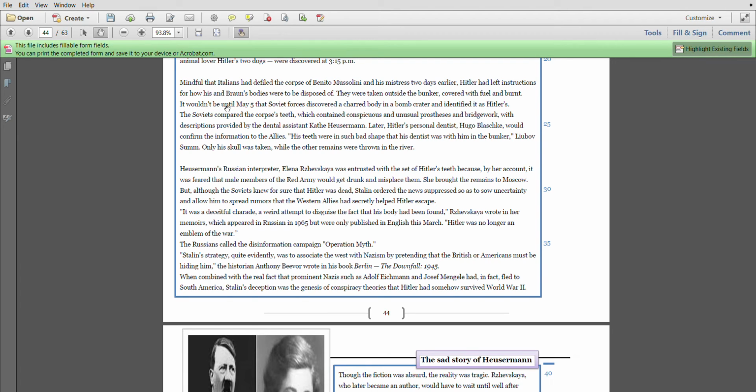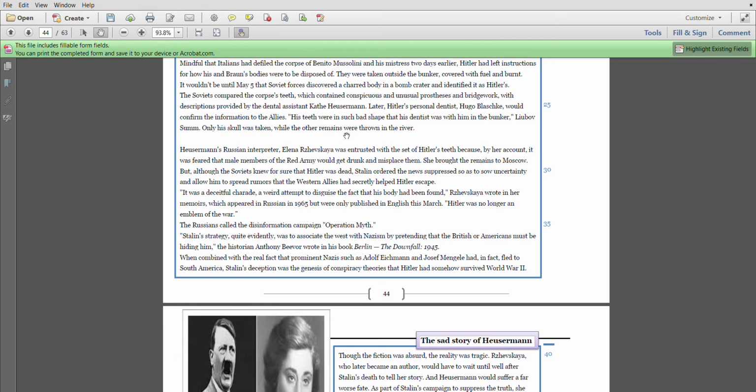It wouldn't be until May 5th that the Soviet forces discovered a charred body in a bomb crater and identified it as Hitler's. The Soviets compared the corpse's teeth, which contained conspicuous and unusual prostheses and bridge work, with descriptions provided by the dental assistant Käthe Heusermann. Later, Hitler's personal dentist, Hugo Blaschke, would confirm the information to the Allies.